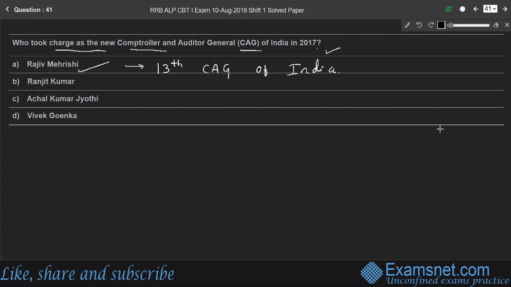The Comptroller and Auditor General of India is an authority that audits all receipts and expenditure of the government of India and state governments, right? So of the union government and state government.